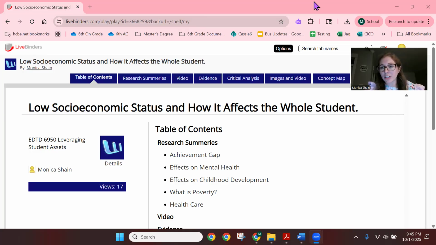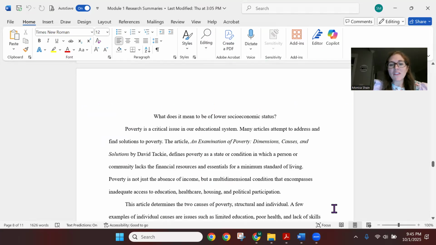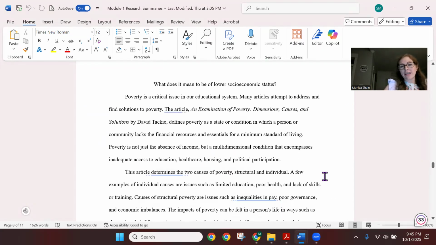When looking at research conducted on low socioeconomic status, I looked at the different ways that it affected students. It affects their achievement gap, their mental health, their childhood development, their access to healthcare, but I also really set out to define what is poverty. My favorite article that I read was called An Examination of Poverty, Dimensions, Causes, and Solutions by David Takey. What I liked about this article is that it defined poverty, but it also identified the two causes of poverty, which is structural or community poverty and individual.